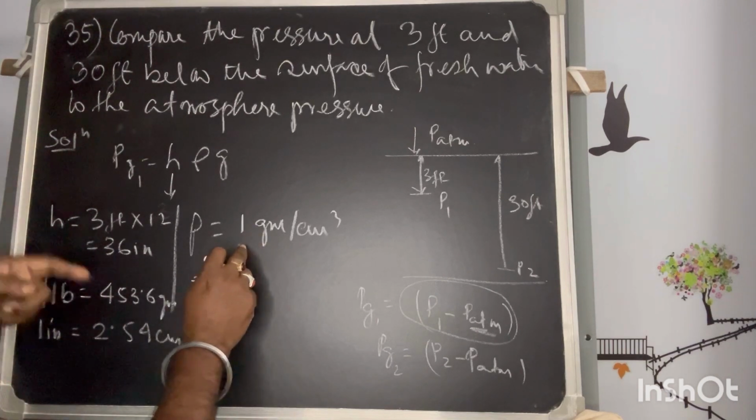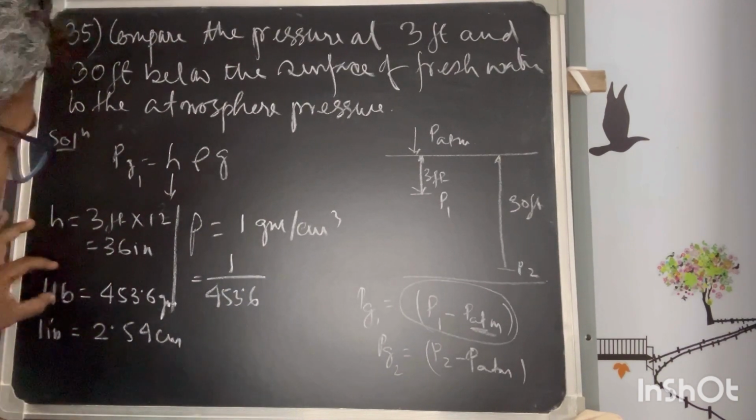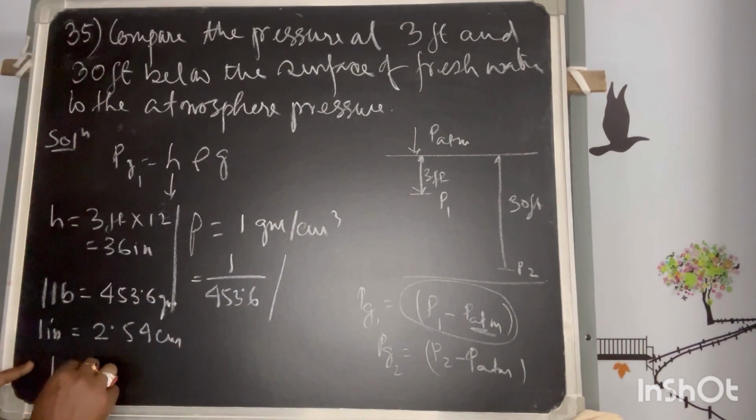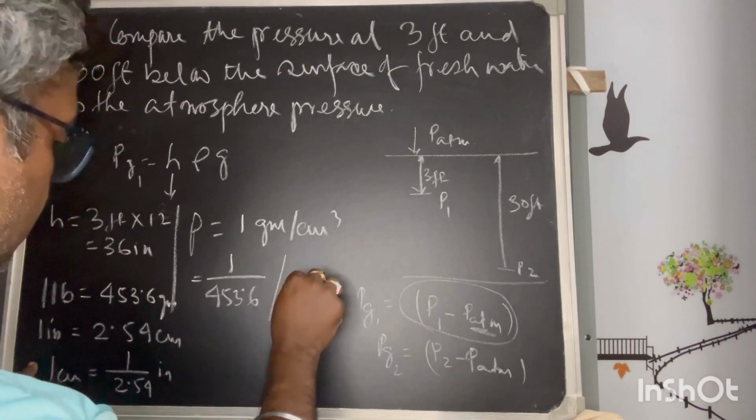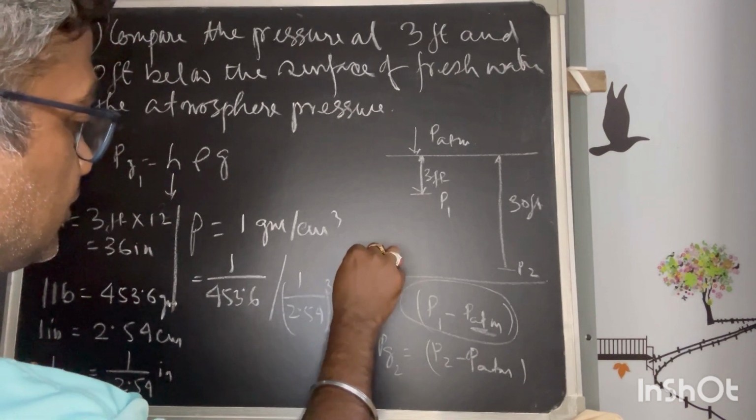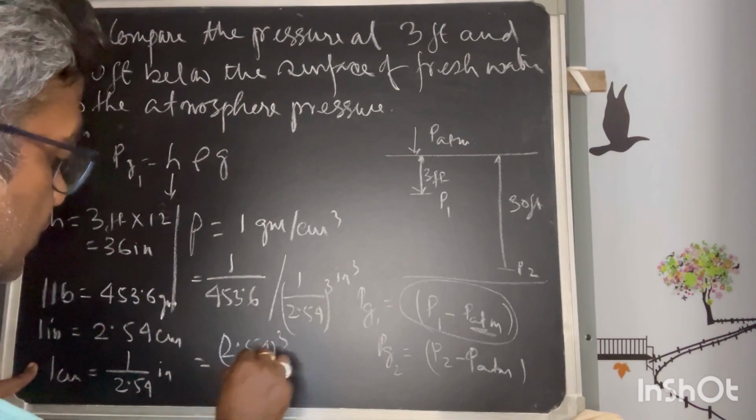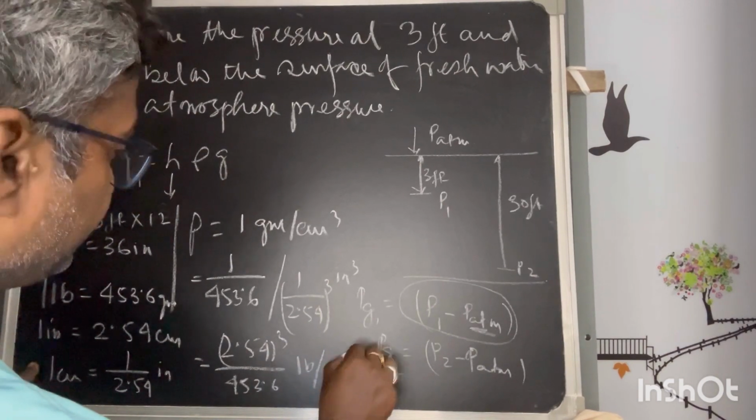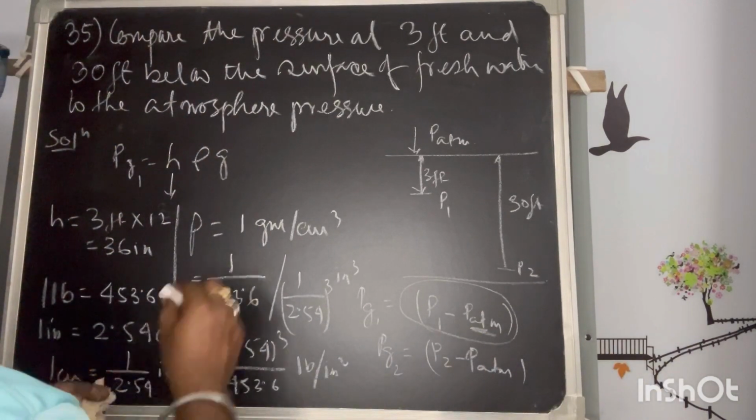Now if I convert, 1 gram is equal to 1 upon 453.6 pound, and divided by 1 centimeter cube. 1 centimeter is equal to 1 upon 2.54 of inch, so we have to convert 1 by 2.54, that whole cube, of inch cube. So this will be 2.54 whole cube divided by 453.6, pound per inch cube. So this is your rho. Okay, this is converted.